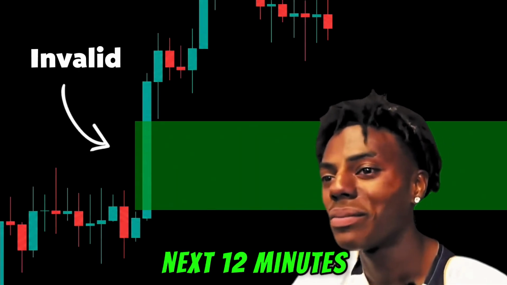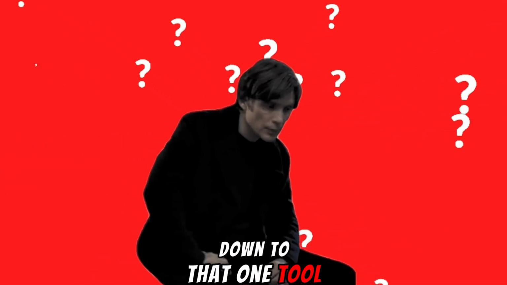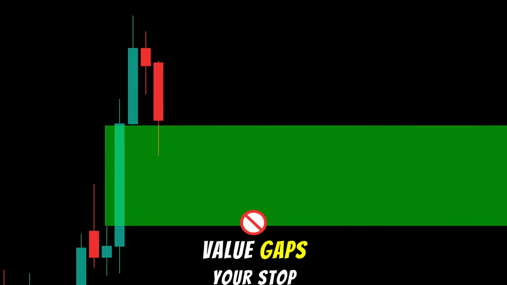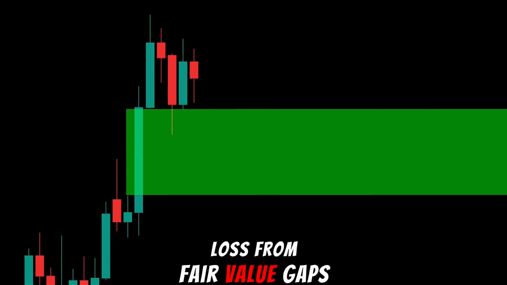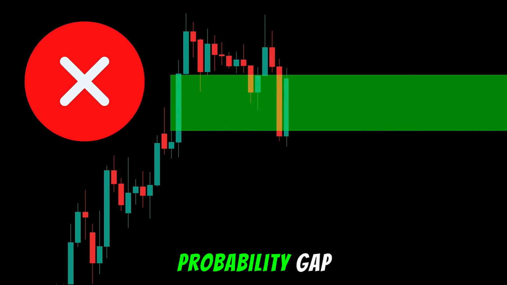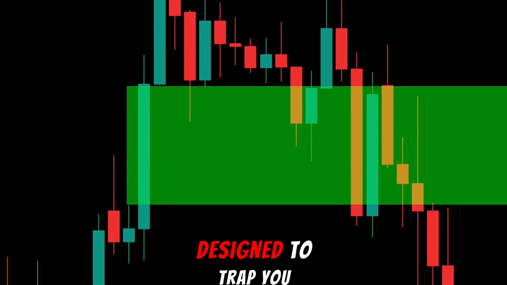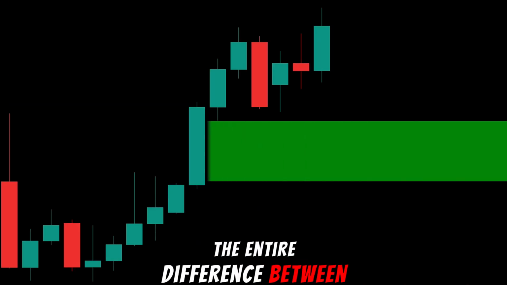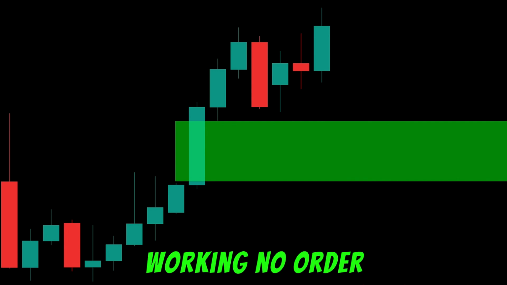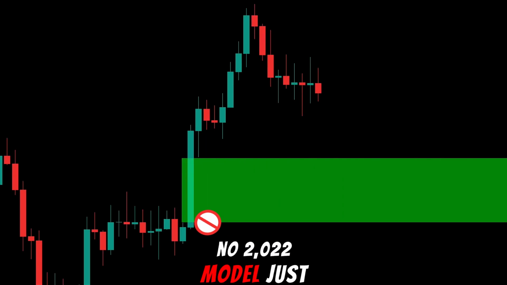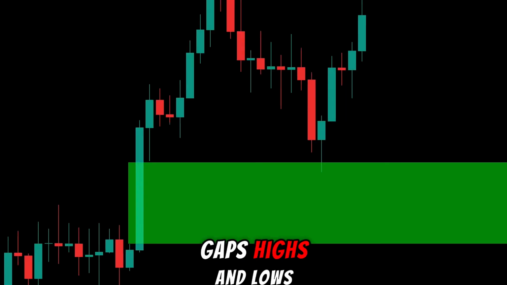So, in the next 12 minutes, I'm stripping the chart down to that one tool. You're going to get your daily bias from fair value gaps, your entries from fair value gaps, your stop loss from fair value gaps. And critically, you're going to learn how to tell a high probability gap from the ones that are quietly designed to trap you, because that filter is the entire difference between this working and this not working. No order blocks, no 2022 model, just gaps, highs, and lows.